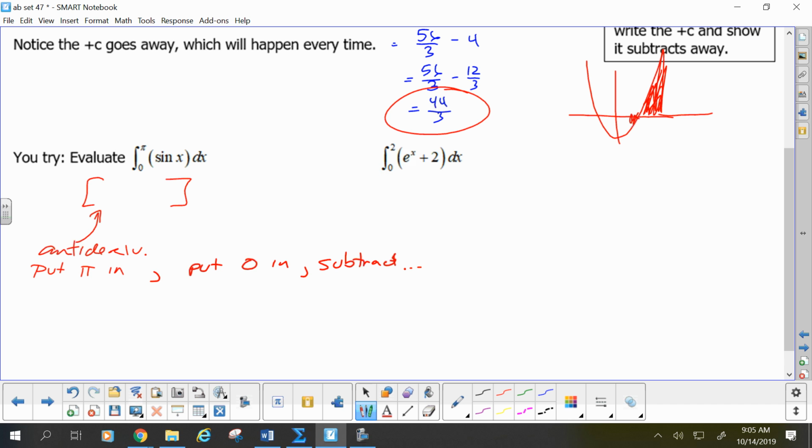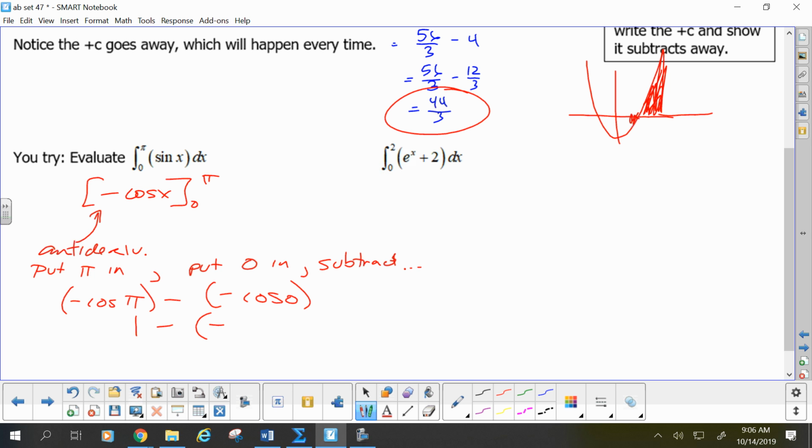Ready? What's the antiderivative? Okay, so that's the antiderivative. Now you put pi in, negative cosine of pi. Put 0 in, negative cosine of 0. And then you subtract. What's cosine of pi? Negative 1. The opposite of that, though, is 1 minus negative.